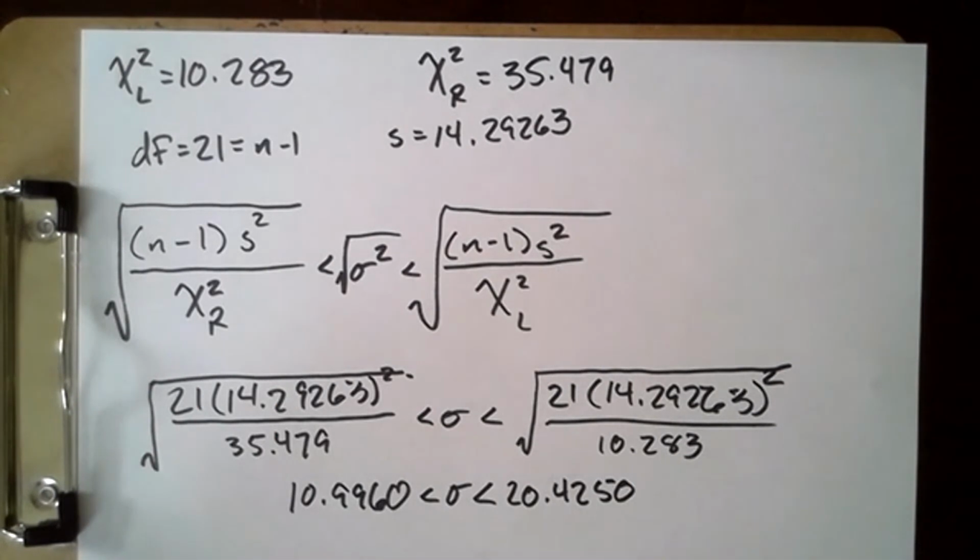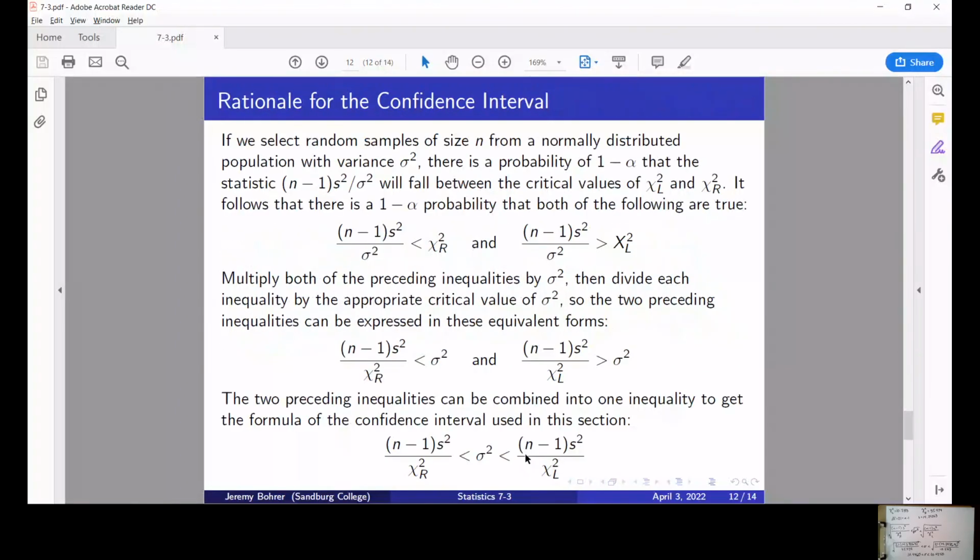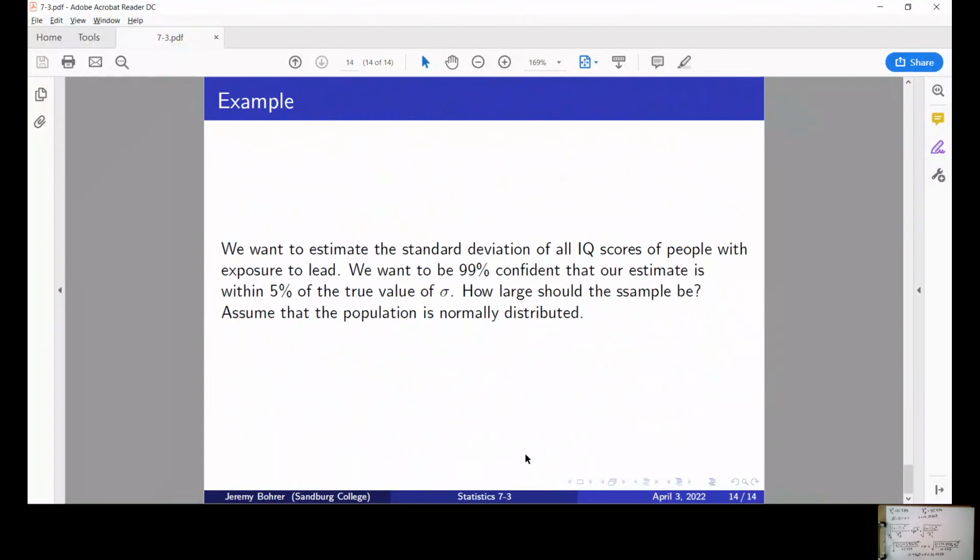We've got one more example. We want to estimate the standard deviation of all IQ scores of people with exposure to lead. We want to be 99% confident that our estimate is within 5% of the true value of sigma. How large should that sample be? Assume that the population is normally distributed.